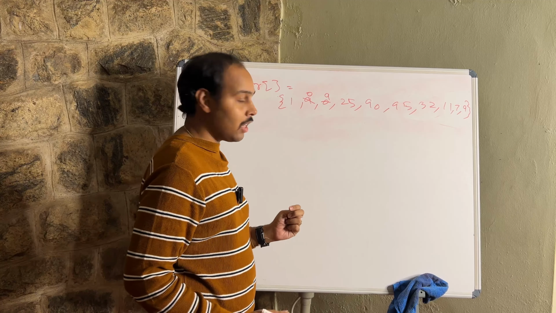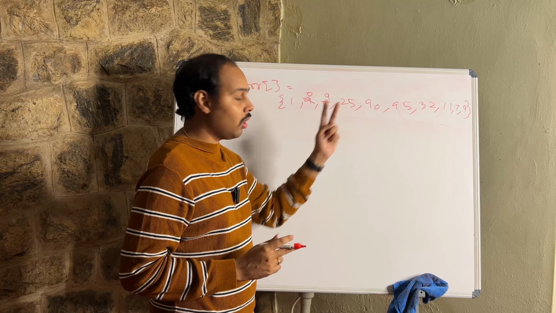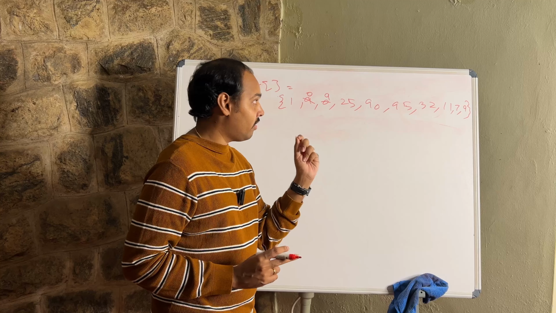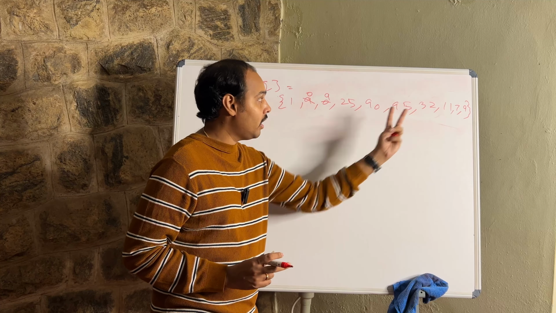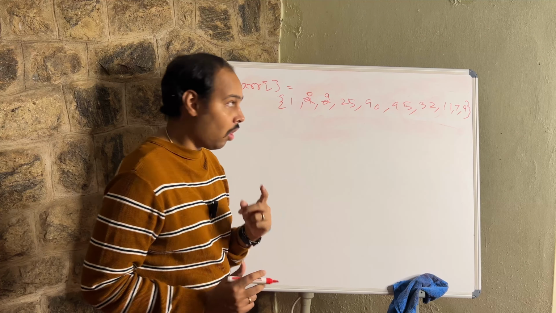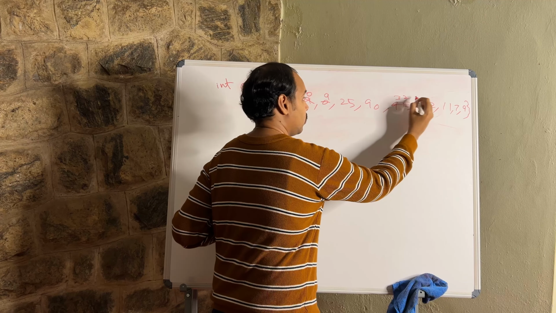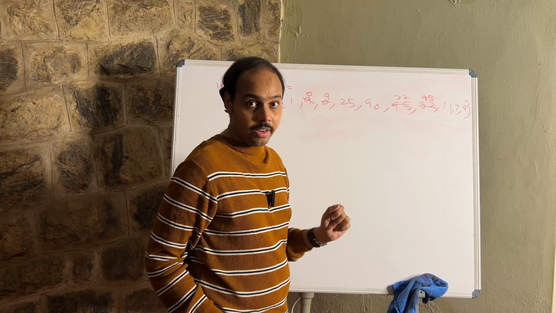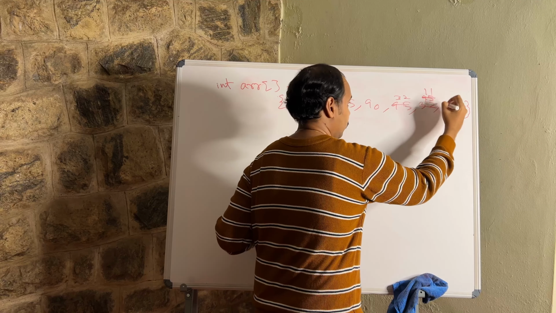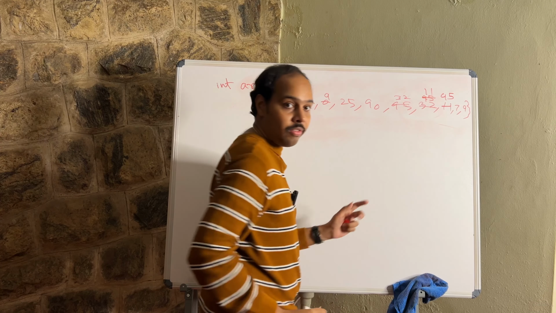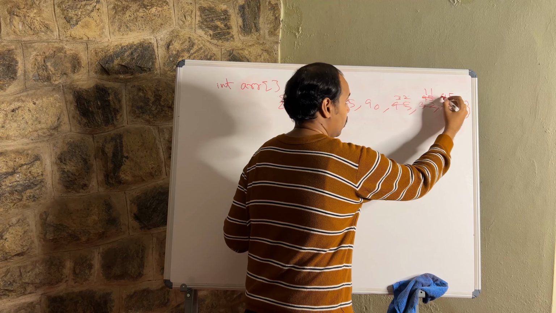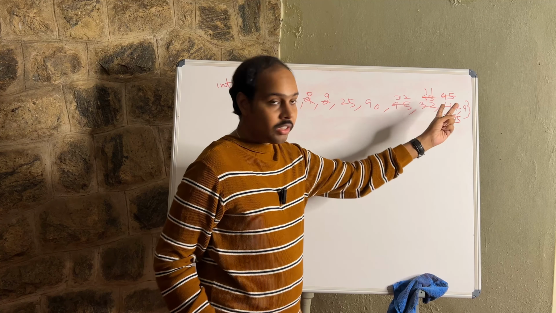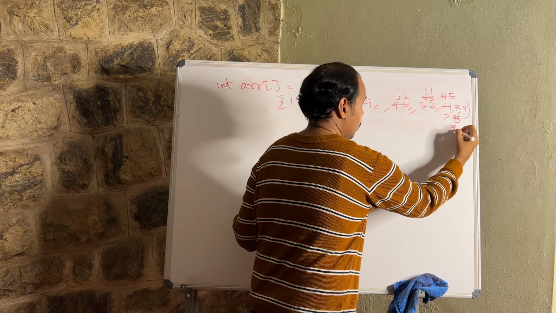9 is less than 25, true, so we don't swap that. 25 is less than 90, true, we don't swap that. 90 is less than 95, true, we don't swap that. 95 is less than 32, false. So 32 and 95. 95 is less than 11, no, so we swap it. 95 is less than 7, no, so we swap it. 95 is less than 9, no, we swap it.